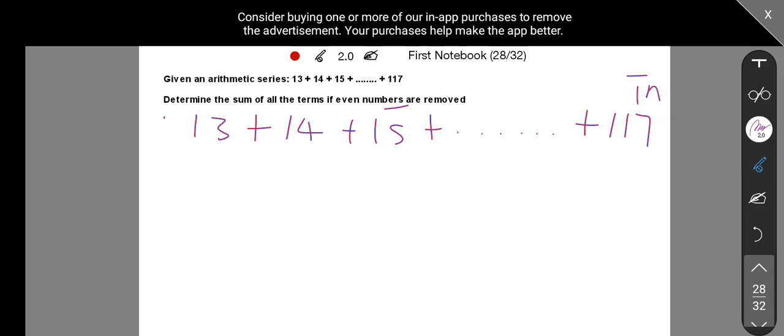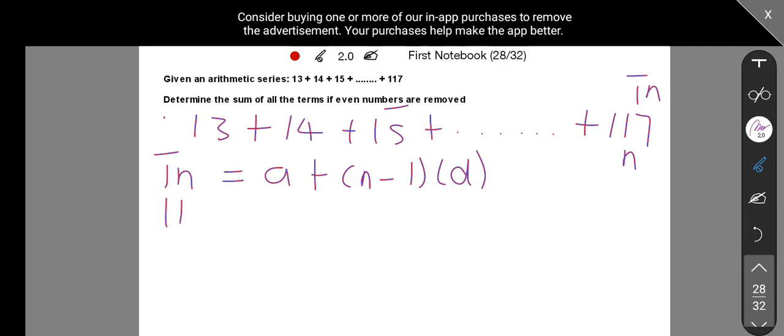So first of all, we're going to find the sum of all the terms in this series, and we need to know how many terms are here, meaning we need to know the n, the position of 117. Remember, we are given the value of the last term, so we're going to use the formula for Tn. Tn is equal to a plus n minus 1 multiplied by the constant difference between two consecutive terms. So we're given Tn as 117.